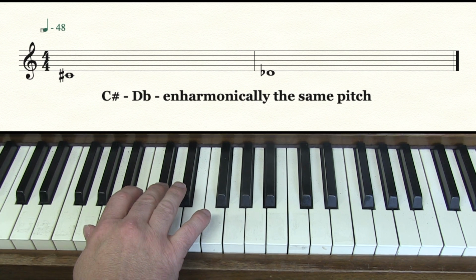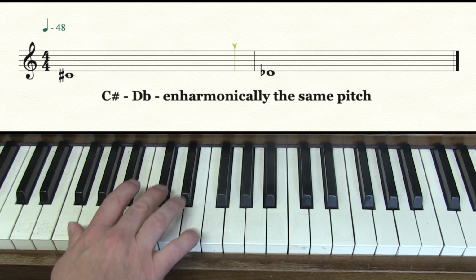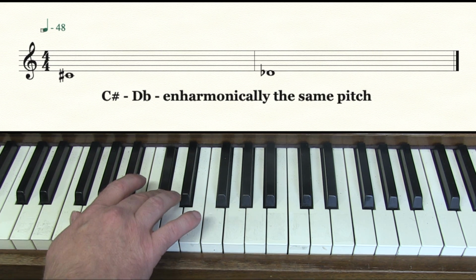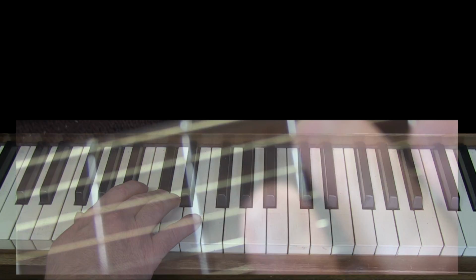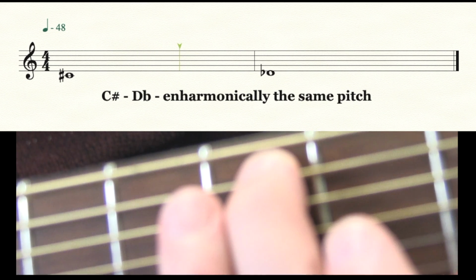As we look at some examples of enharmonics, I'll be using not only the printed notes, but also the piano and the guitar to show what they look like on the instruments and sound like. Obviously, they're enharmonics, so they sound the same, but I want you to see that they look different, even though they sound the same. C sharp and D flat are enharmonically the same pitch.